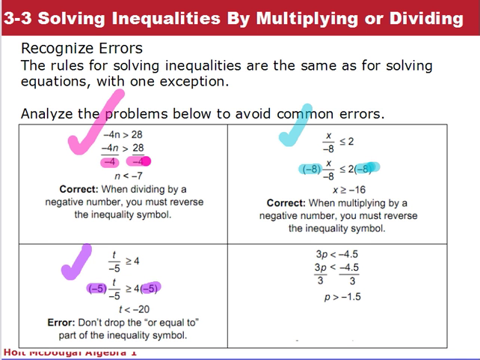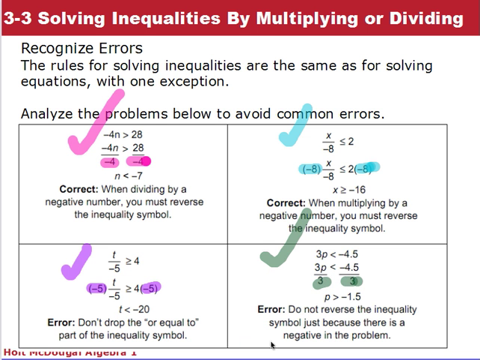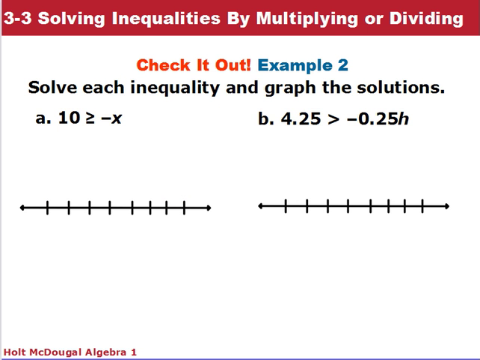And for our last one, we have 3p is less than negative 4.5. So again, divide both sides by positive 3, leaving us with p on the left and negative 1.5 on the right. But uh-oh, the inequality sign flipped, but we divided by a positive number. We do not reverse the inequality sign at that point. Now it's your turn to do these two check it out problems.